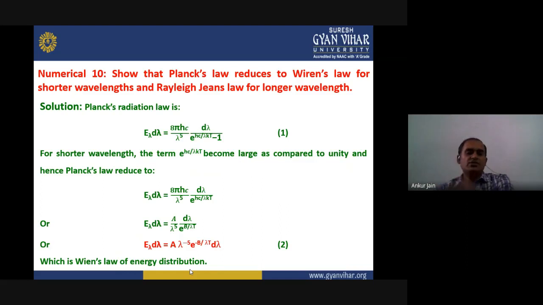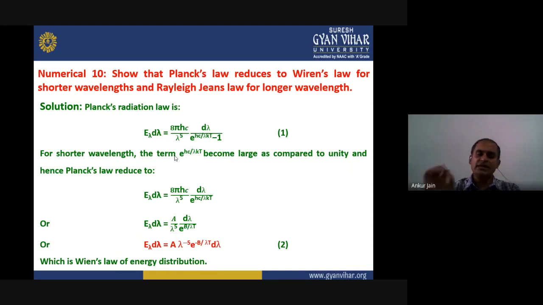Okay, so we already know that Planck's radiation law is given by E lambda d lambda equals 8 pi hc upon lambda to the power 5 into d lambda upon e to the power hc upon lambda kT minus 1. That is our equation 1. We have marked this as equation 1. Now if we consider the case of shorter wavelength, what will happen? The term e to the power hc upon lambda kT will become very large in comparison to 1. So we can write this expression e to the power hc upon lambda kT minus 1 by only e to the power hc upon lambda kT, right?